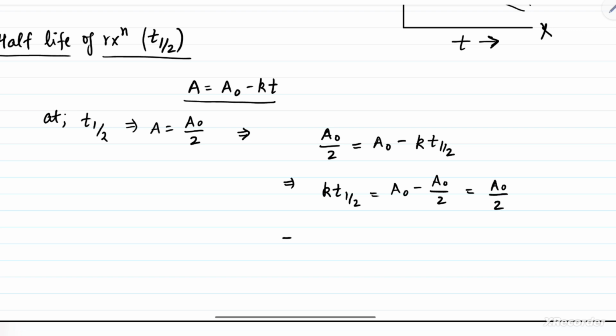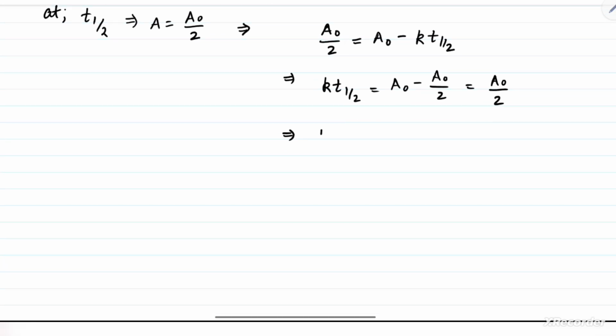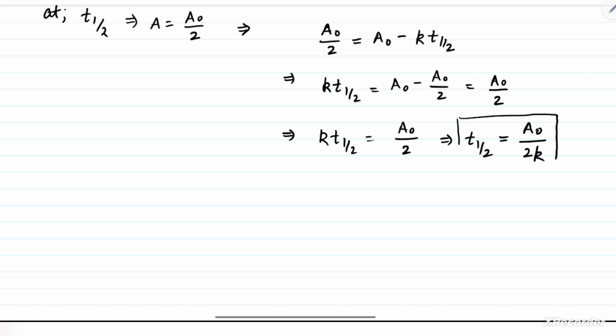So basically what I can write is k t half is equal to a naught by 2, or directly I can write t half is equal to a naught by 2k. Again, this is the second important expression that you should know. This equation represents the half-life of a zero order reaction.